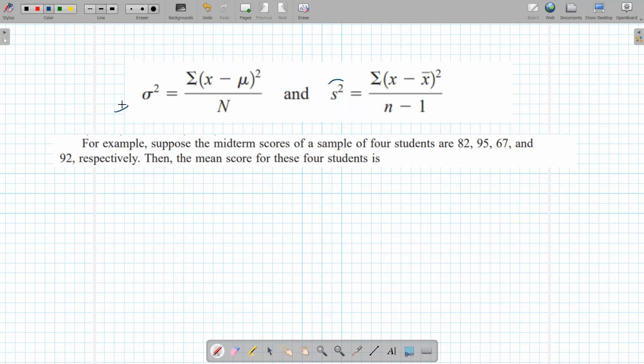In fact, this letter is the Greek letter sigma, like you've seen pi. This is sigma. Sigma squared represents the population variance, so it's for the whole population. Whereas S squared represents the sample variance, okay?